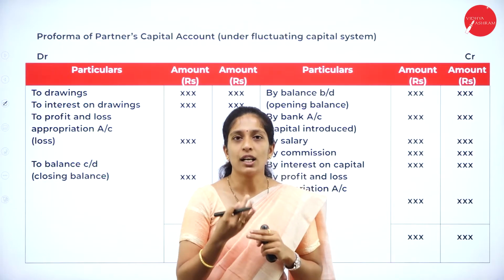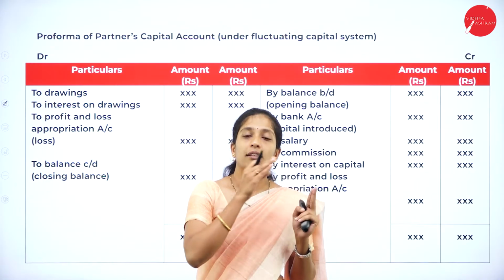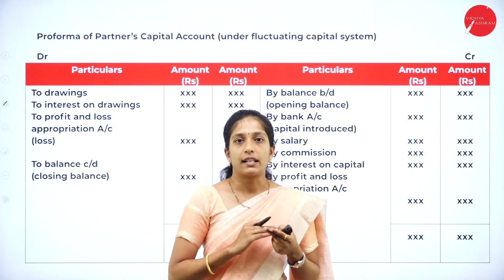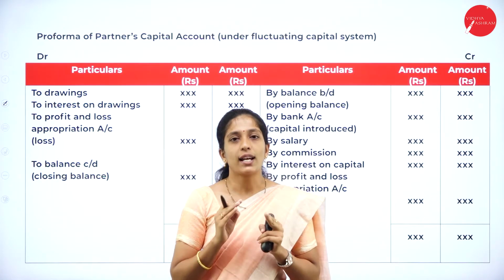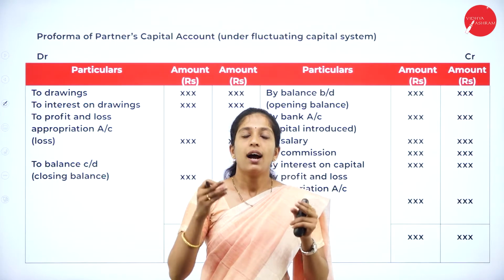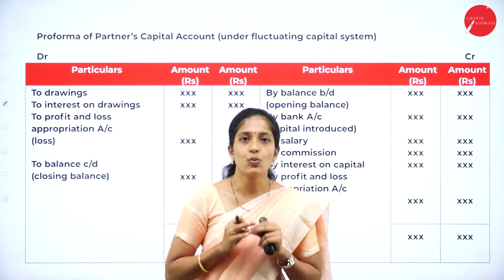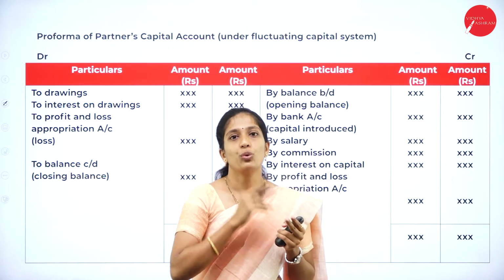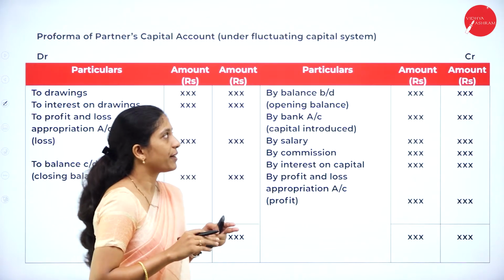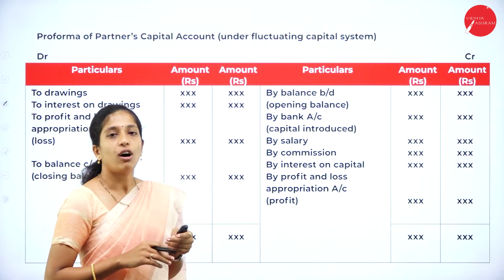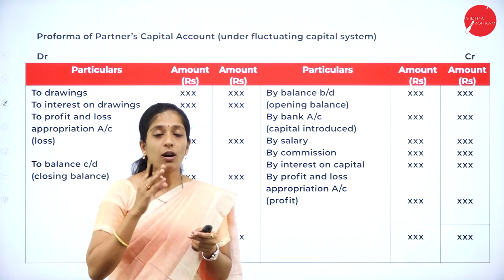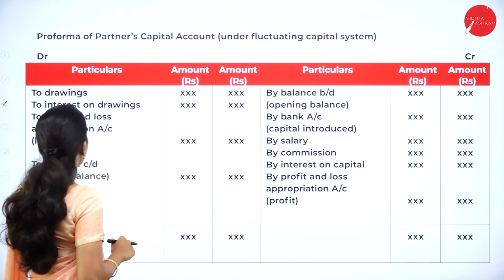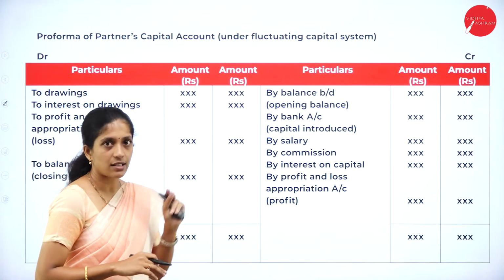Whereas here it keeps on changing year after year, and there we will maintain two accounts, partners capital account and partners current account, whereas here we will maintain one account, that is partners capital account, and all the items are put together in one account only. There we will divide certain items and put them in two accounts. So that is the difference. Now this is the format of partners capital account under fluctuating capital method. The format is the same. You will have a debit as well as a credit side.